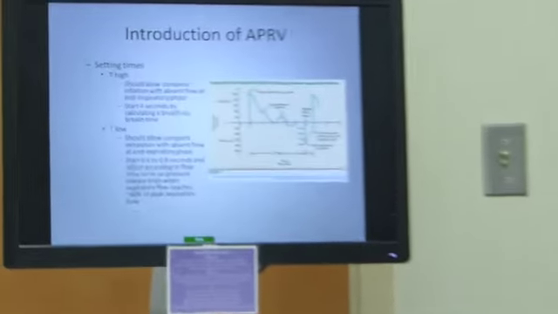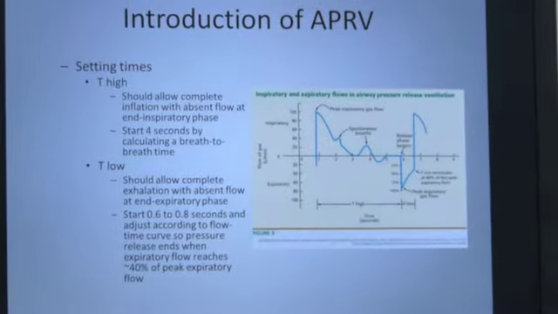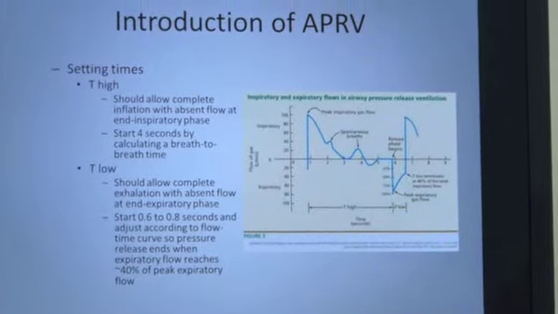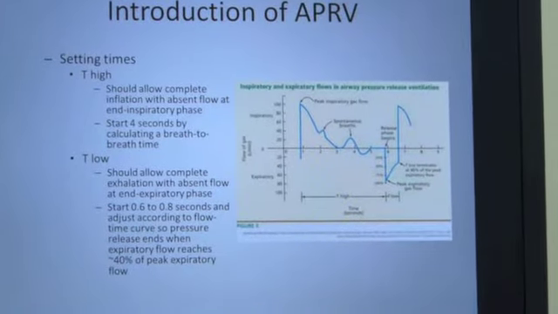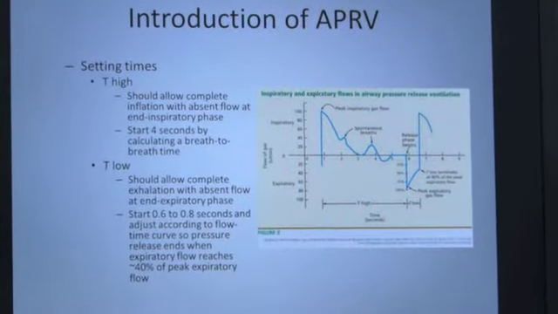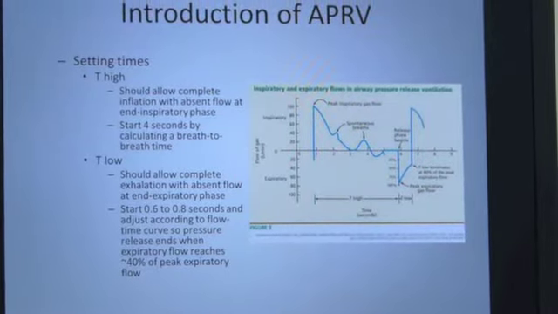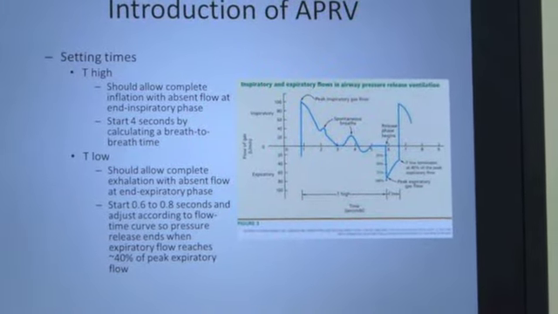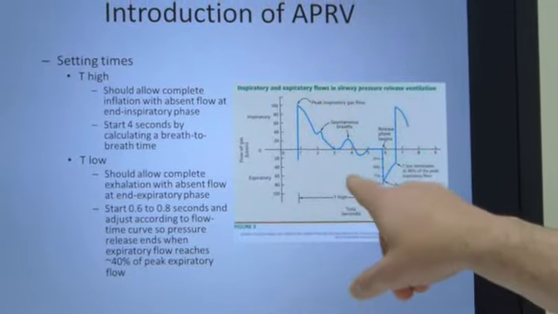Times, T-high, that should allow complete inflation with absent flow at the end of the inspiratory phase. You start with 4 seconds by calculating the breath-to-breath time as I described before. The initial breath-to-breath time in most people is about 5 seconds. And so you calculate with 4 seconds from breath-to-breath time.